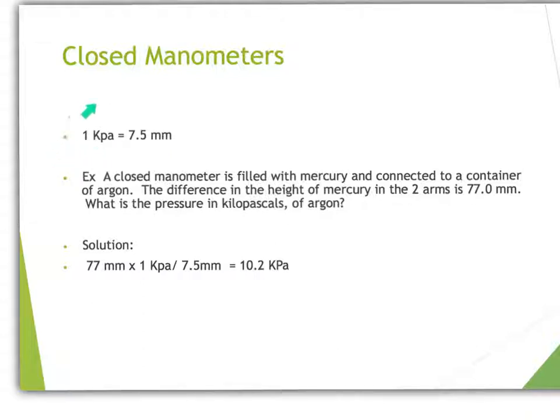We can use this conversion right here, and we will convert the 77 millimeters of mercury to kilopascals. We have 77 millimeters of mercury times 1 kilopascal over 7.5 millimeters of mercury. Millimeters of mercury cancel out, and so we would have 10.2 kilopascals as our pressure of argon.